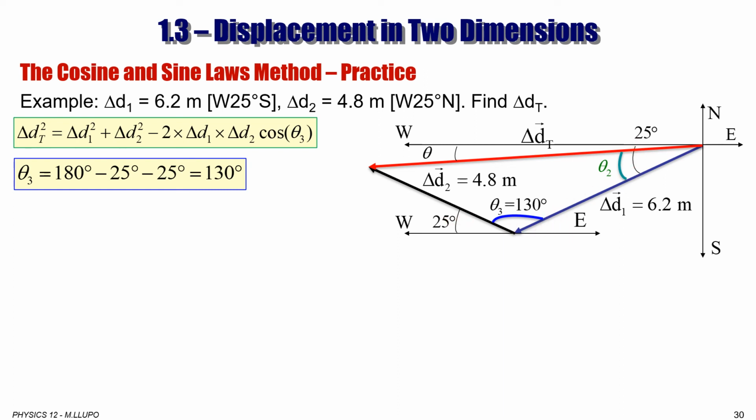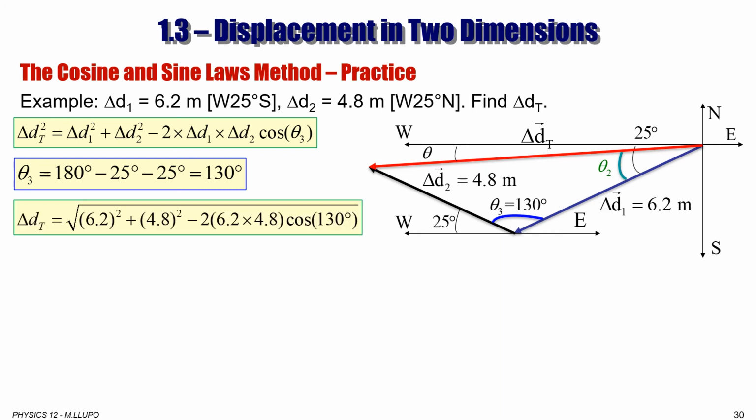Now, this is 180 minus 25 equals 130. So if we get this, we can do everything now. Everything is known. 6.2 square, 4.8 square, minus 2, 6.2 times 4.8 cosine 130, and we square root it. Then we get 9.987 meter, so close to 10. And we did a good job with that scale graph diagram. Very close, very close. And angle was 3.